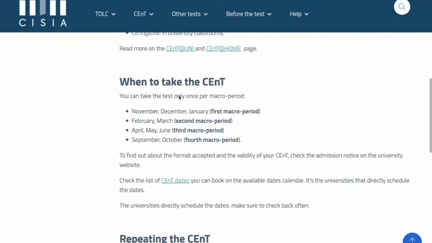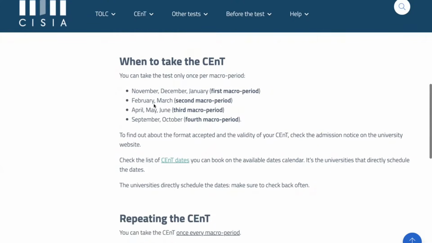So here are the macro periods. It says that you can take CEnT only once per macro period. For example, there are 4 macro periods, I think: November, December, January. This one is the first one. Then you have February, March. This is the second macro period. Then you have April, May, June, and the last one.